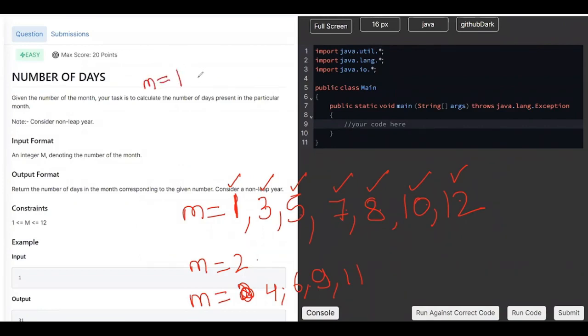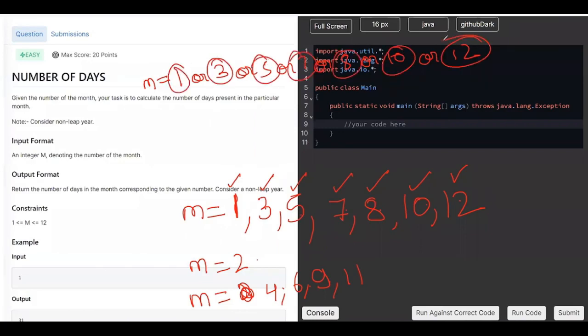If the month number is 1 or 3 or 5 or 7 or 8 or 10 or 12. If the month number is any one of these, if my month number is any one of 1 or 3 or 5 or 7 or 8 or 10 or 12, then can I say that the number of days in that particular month will be 31? Do you agree? If your month is any one of these, then I can proudly say that the number of days in the month is 31. Okay? Do you all agree, guys? Yes?